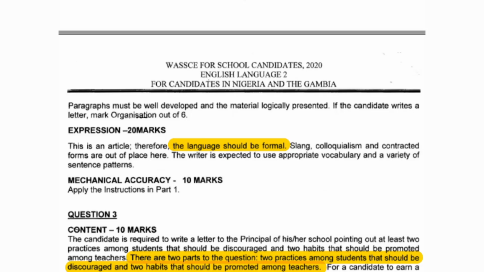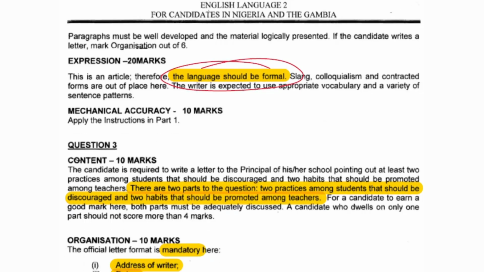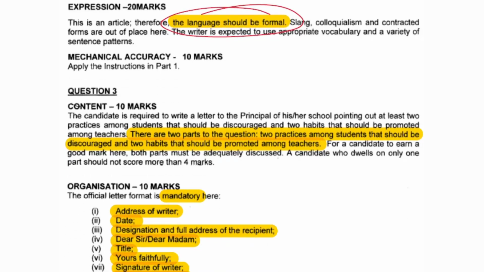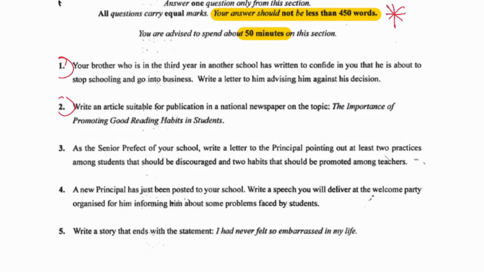this is an article, so the language should be formal. You should not use slang, colloquialism, and contracted forms in this particular case because it's a formal write-up. Perhaps it's going to be featured in a national newspaper, so you want to write professionally in a formal manner. All right, so those are just the kind of guidelines that can be used to actually develop your content and score your marks as appropriate.